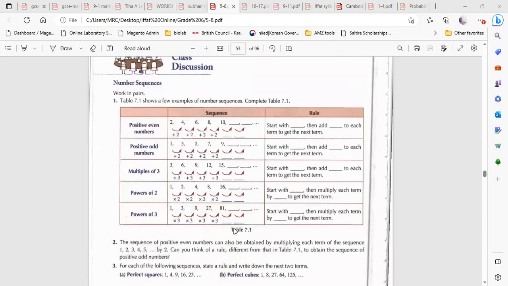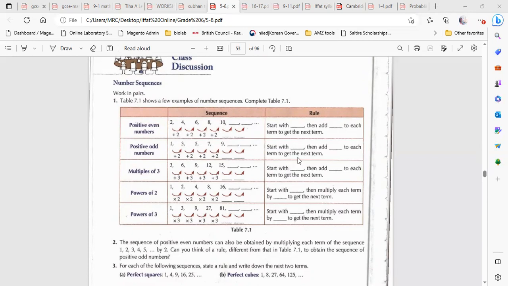So this is your class discussion. We have some number sequences here. The positive even numbers are 2, 4, 6, 8, 10 and so on. And you can say start with 2, then add 2 to each term to get the next term. The second is positive odd numbers, meaning 1, 3, 5, 7, 9 and so on. So start with 1, then add 2 to each term to get the next term.